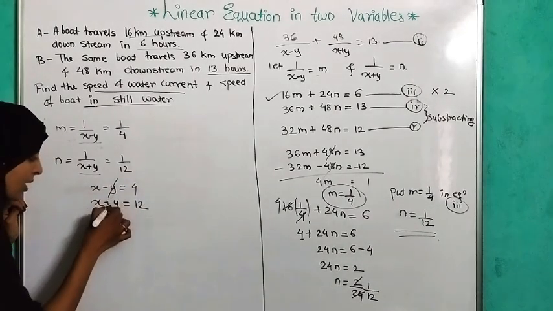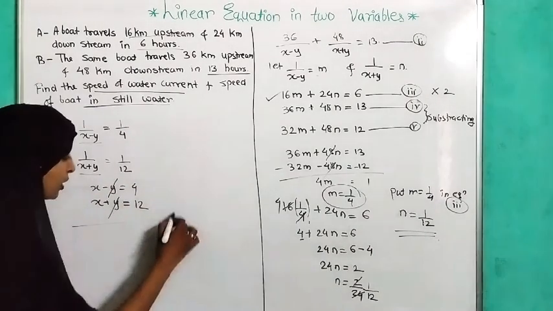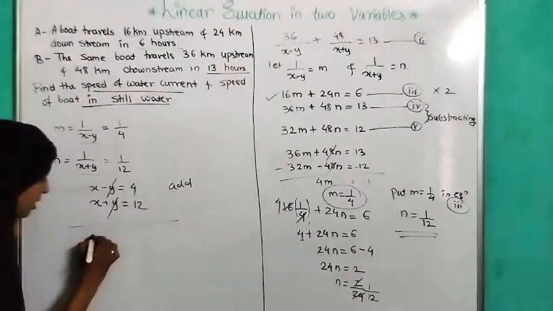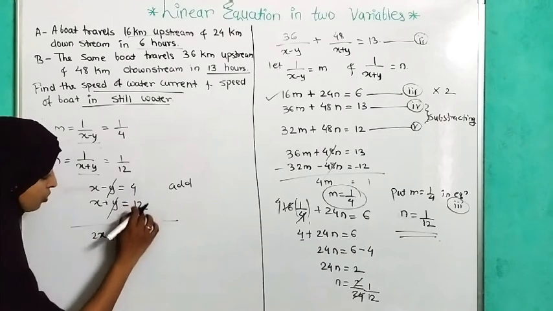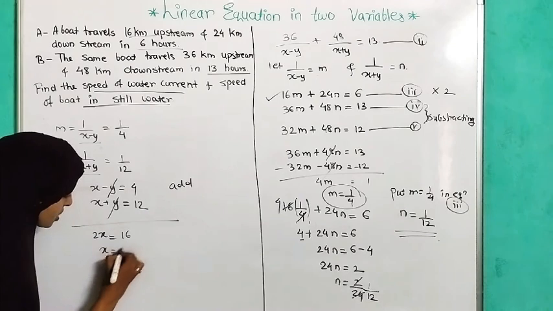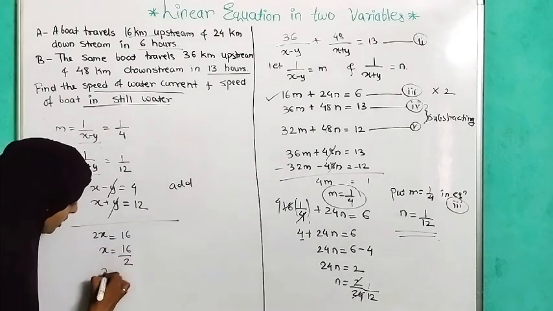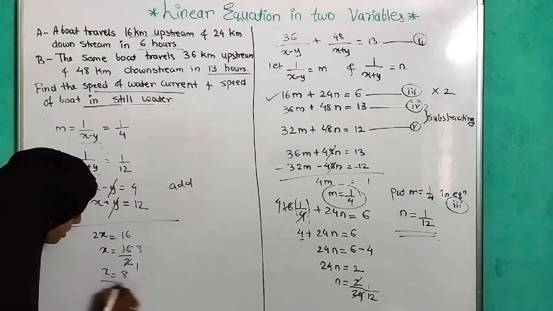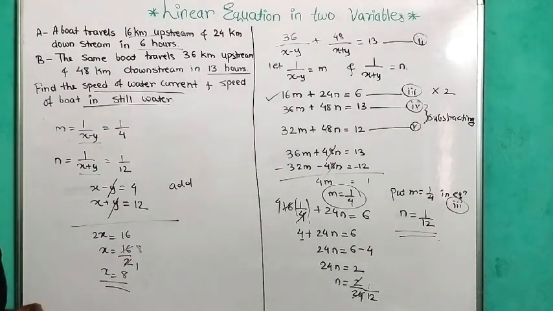So plus y minus y get cancelled. If you are going to add these equations, then plus y minus y get cancelled. 2x is equals to 12 plus 4 is equals to 16. Then x is equals to 16 upon 2. Then x is equals to, 2 ones are 2, 2 8s are 16. So x is equals to 8. The value of x is 8.